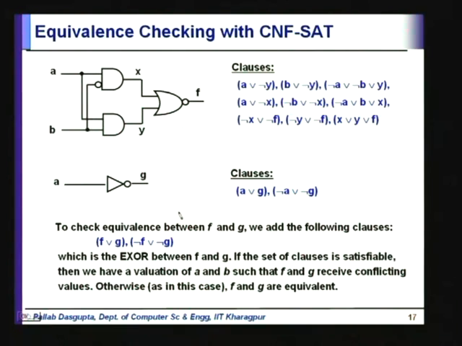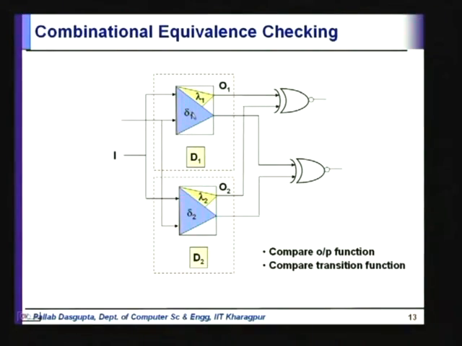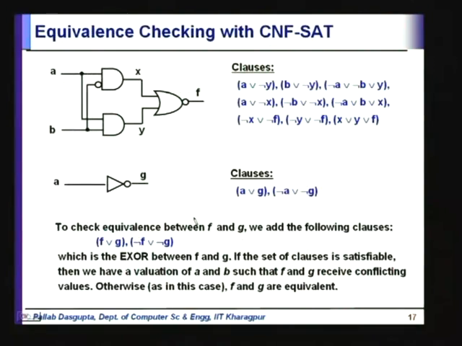So, one option is that you do the equivalence checking between the functions using BDDs, right. So, you take this delta 1 and delta 2, create a BDD for delta 1, create a BDD for delta 2 and then compare them. The other option is to do this with SAT. And how do we do it with SAT?